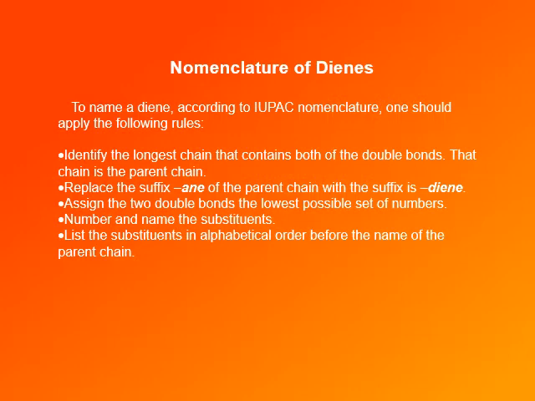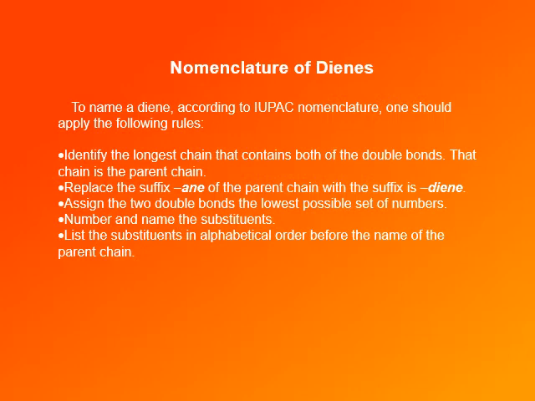To name a diene, we should follow IUPAC nomenclature, and that means that we apply the following rules. First, we identify the longest chain that contains both of the double bonds. So even if there is a longer chain in the molecule but it does not contain both of the double bonds, then the parent chain is the one that contains both double bonds. We would ignore the other chain. We should name that chain as an alkane and then replace the suffix -ane of the alkane with the suffix -diene.